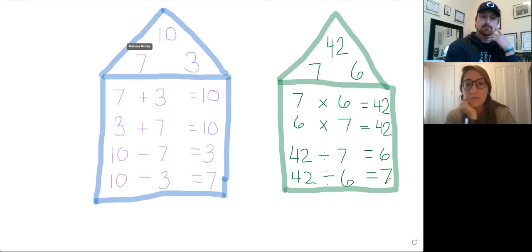Yeah. And word problems, once they get to that aspect, that's more than just numbers. Awesome. All right, fact families, thank you very much.